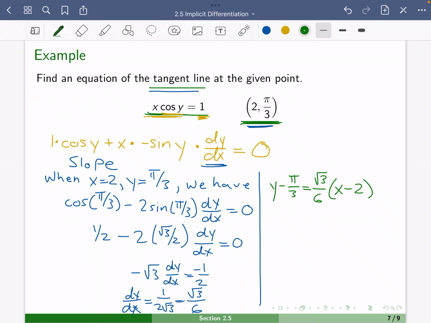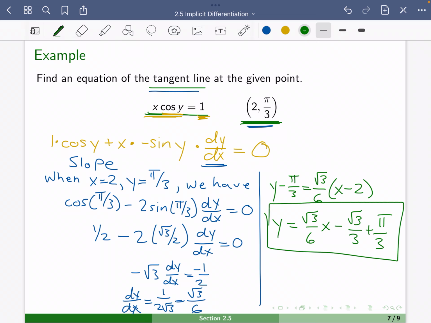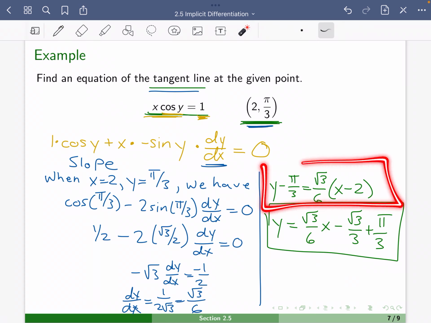If we wanted this in slope-intercept form, we can just then solve this, add the pi over 3 to both sides, and distribute out. Root 3 over 6 x minus root 3 over 3 plus pi over 3. So you have the equation of a line in slope-intercept form, or if you want it in point-slope form, that's also perfectly acceptable.